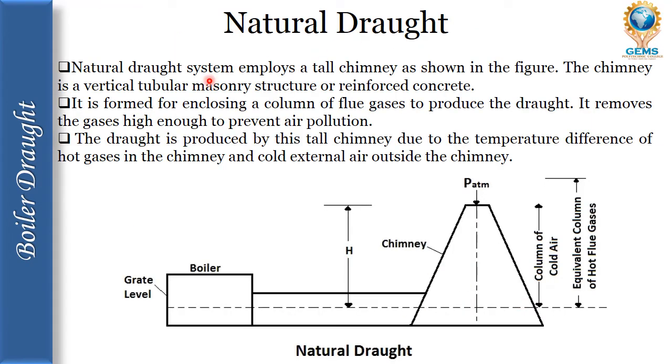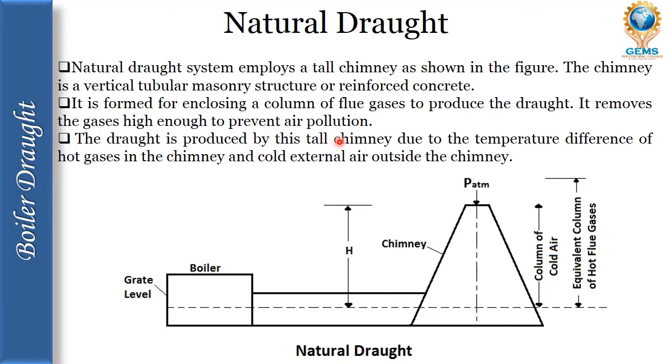Let's see about the natural draft. A natural draft system employs a tall chimney as shown in the figure. So many power plants and industries use these tall natural draft chimneys. The chimney is a vertical tubular structure made of masonry or reinforced concrete, enclosing a column of flue gas to produce the draft. It removes the gases high enough to prevent air pollution.